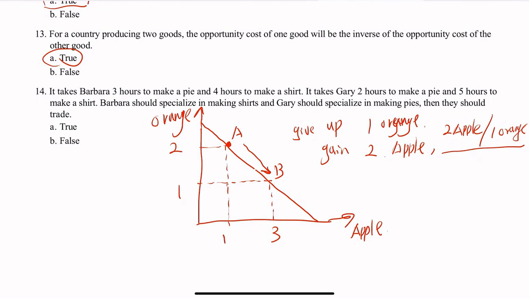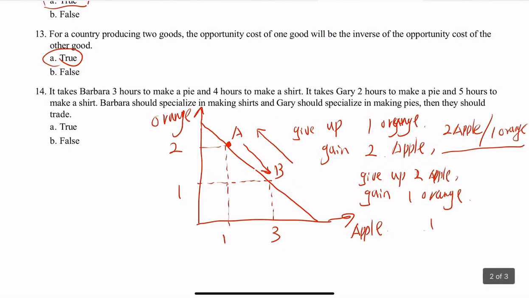Now let's see the other case. Let's say you go from B to A. What would happen is you will give up two apples, and you will gain one orange. So in this case, you can see that your opportunity cost of producing an apple is 1/2 orange, right?